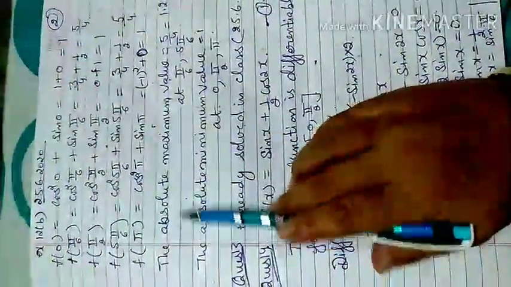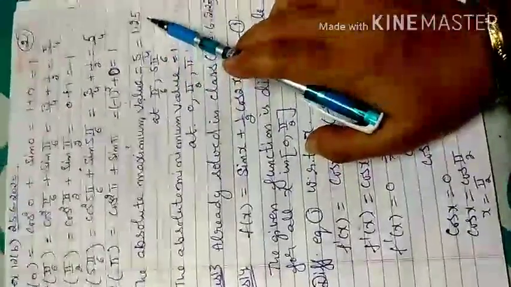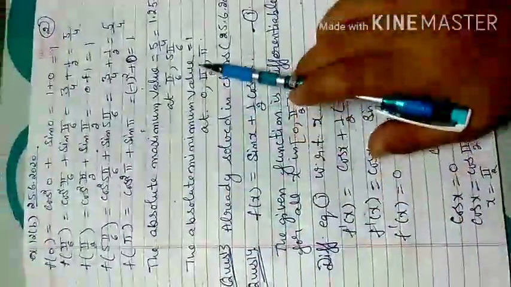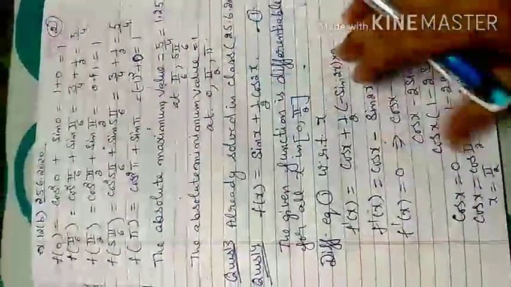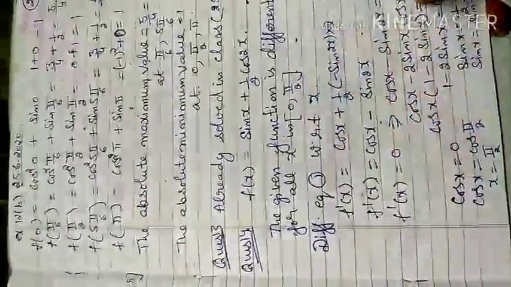So you just write the absolute maximum value is equal to 5 by 4, which is 1.25, and absolute minimum value is equal to 1, that is at 0, pi by 2 and pi. The 13th question we already solved in our class. So next is the 14th question.